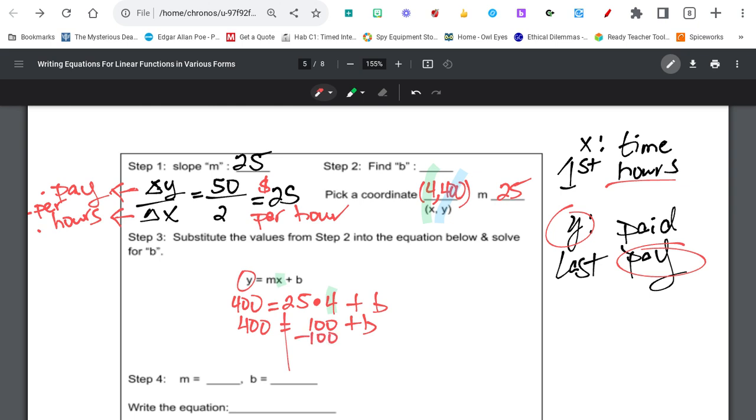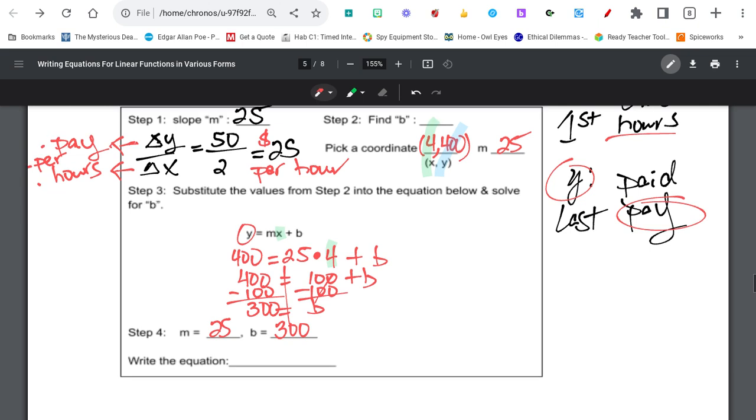Now I just need to solve for B. So I'm going to change the sign here. So we get 300 equals B. So M was $25 an hour. B is 300. Basically, I think this person got a bonus on their job. They got paid $300 without working any hours. I think that's a bonus, definitely.